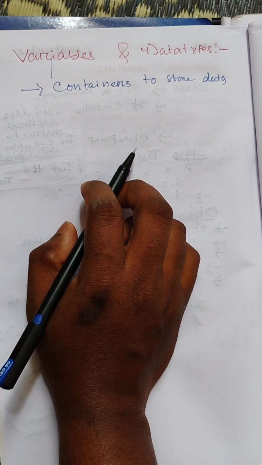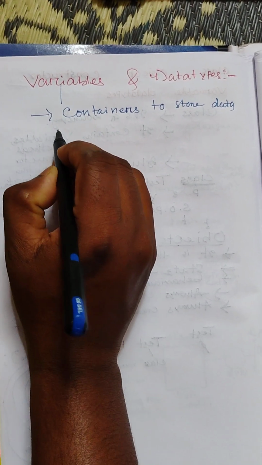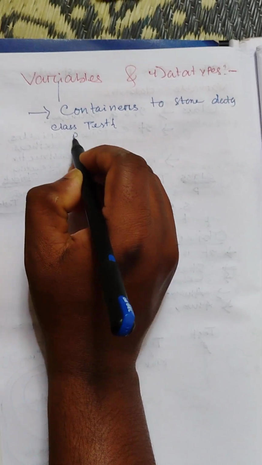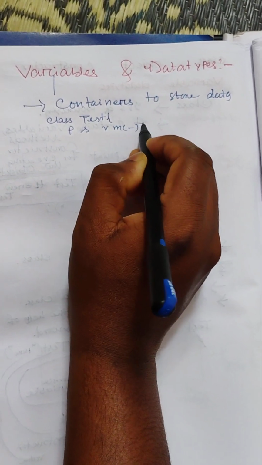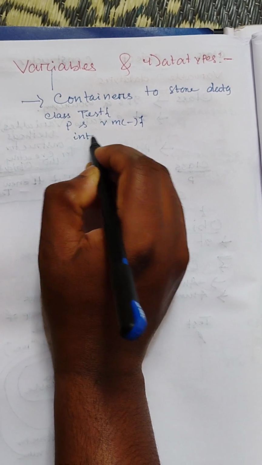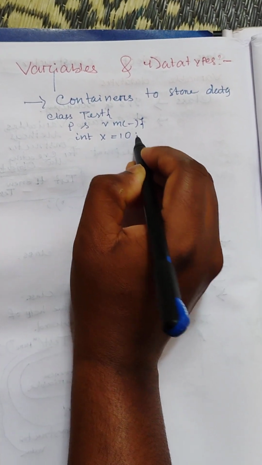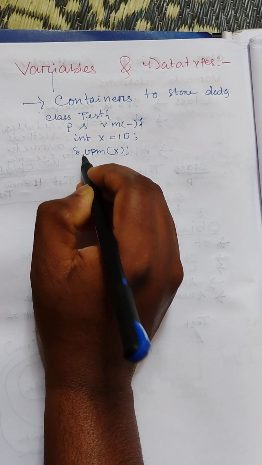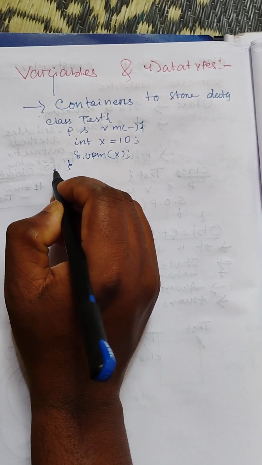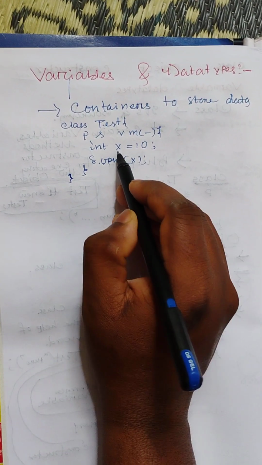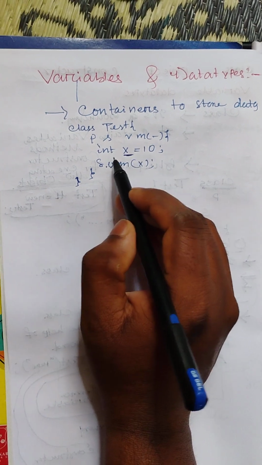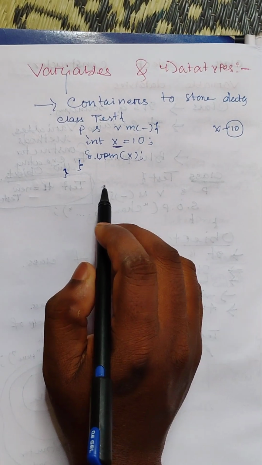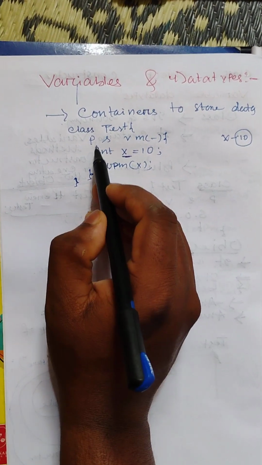So how? Suppose there is a class called test, with one method. I'm declaring here int x is equal to 10. I'm printing also, System.out.println. So this is a variable named x. Okay, internally we will store it like this. Okay, this is the variable. This int is a data type.